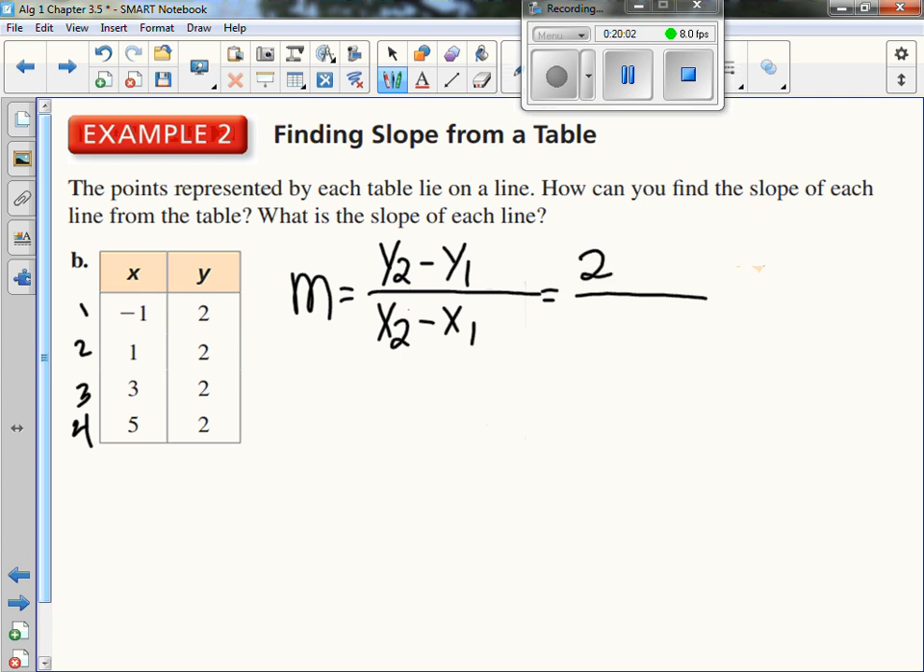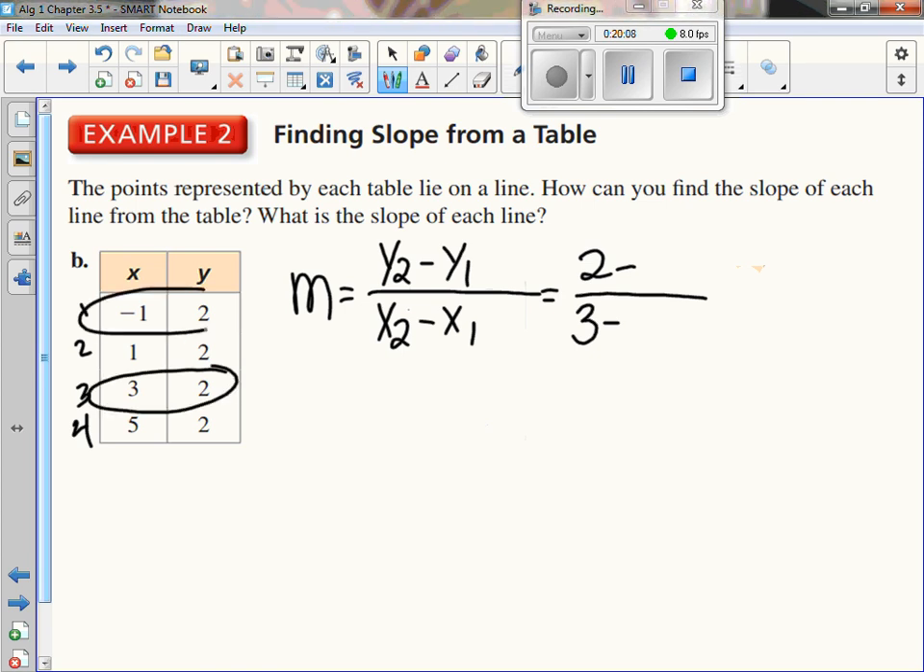So we can do 2, 3. So we can take this one here. Then I'll just pick one. Let's do the top one. Well, the y value is 2 and the x value is -1. Well, what is 2 minus 2? 0. 2 minus 2 would be 0. And the denominator, negative and negative, would make a positive. What is 0 divided by 4?